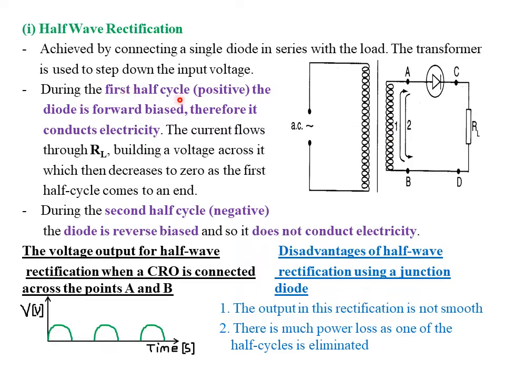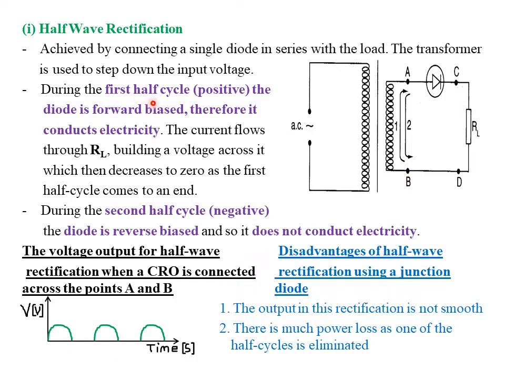During the first half cycle, or the positive half cycle, the diode is forward biased. Therefore, it conducts electricity, and it allows a free flow of electrical current. During the first half cycle, the point A is positive. Therefore, the current will flow from point A through the diode, which is forward biased, through point C, through our resistor load, through point D, back to the point B.